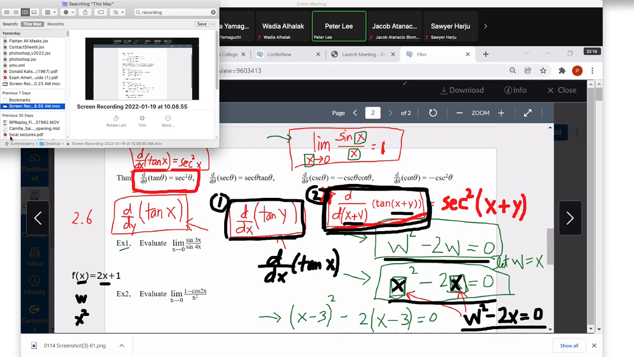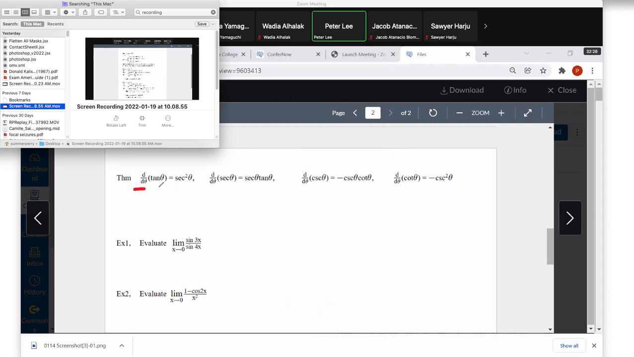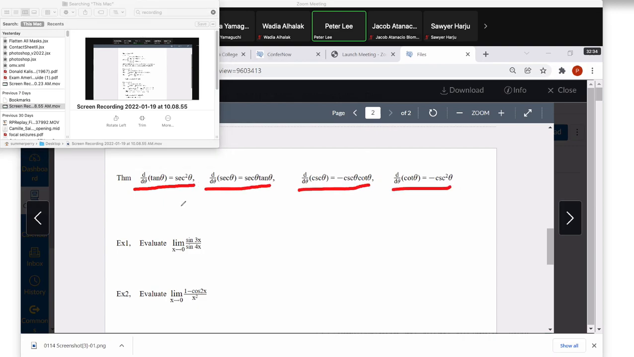Okay, so now let me go back here. We have these 4 formulas here. Maybe I can prove one. Did any of you want me to prove one? Make sure that you know all these formulas here. In order to prove these formulas, you need 2 things. You will need the derivative of sine and cosine. The derivative of sine x is cosine x, and of cosine x is minus sine x. You need that, and you need the quotient rule to prove any one of these.